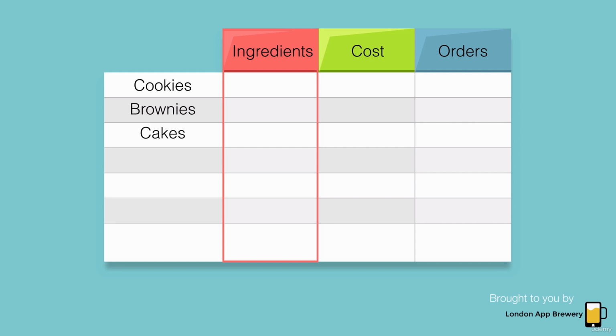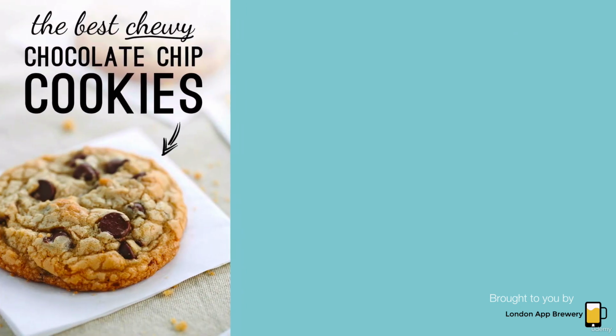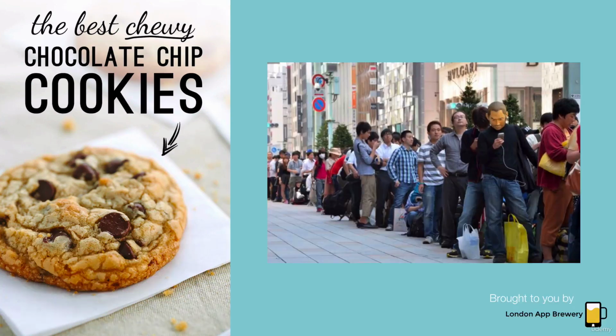And you have columns where you can write down what are the ingredients, what's the cost for each of these products, and how many orders you're getting, say, every month or every week. And this can be easily done using our plists or using our user defaults. But what happens if, say, your cookies get featured in the Cookie magazine, right? And you end up being the best chewy chocolate chip cookies in the world. What are you going to do? Well, then your sales are going to massively explode and people are going to be queuing around the block to buy your cookies, right?